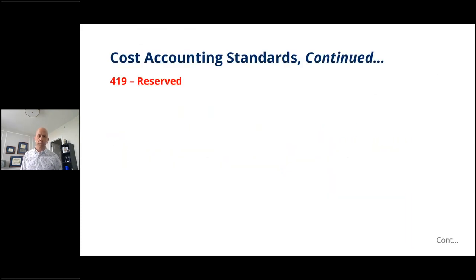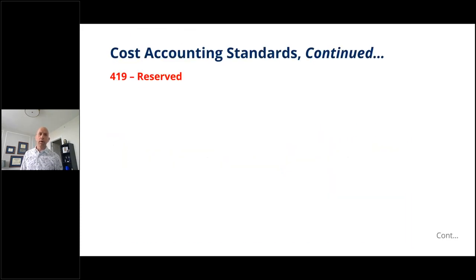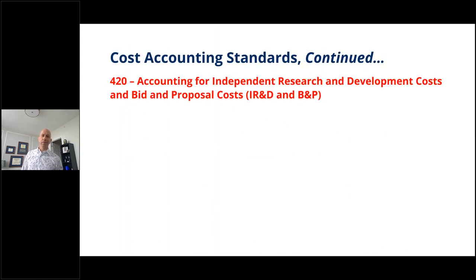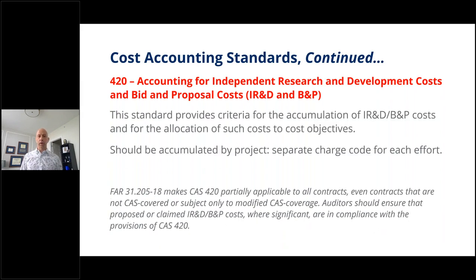All right, 419, remember I said was reserved. So now your 19th CAS is actually number 420. Deals with the accounting for IRAD or independent research and development and B&P or bid and proposal costs. Simply says that they do need to be collected separately and they are otherwise treated as direct costs.